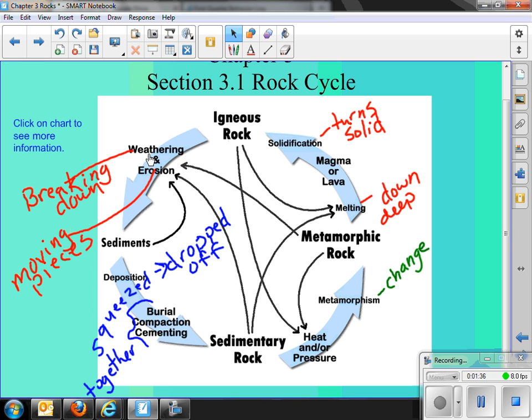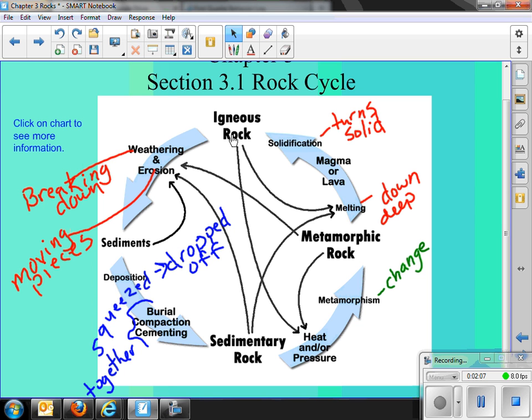Igneous rocks can weather or break down. They can erode or get moved around. They get dropped off, deposited. They get buried and squeezed together, and then they become a sedimentary rock. Now, if you added heat and pressure to that, it would change. It would go through metamorphism and change into a metamorphic rock. If it gets pushed down really deep, it'll melt, and then it'll become magma, and then it comes back to the surface or stays underground and turns solid, and then it becomes an igneous rock again. Now, that's just following the circle all the way around.